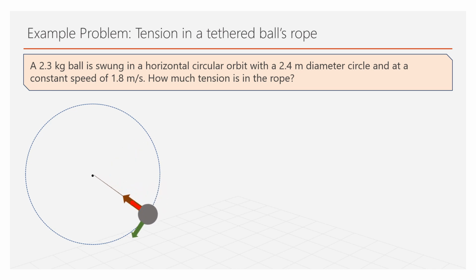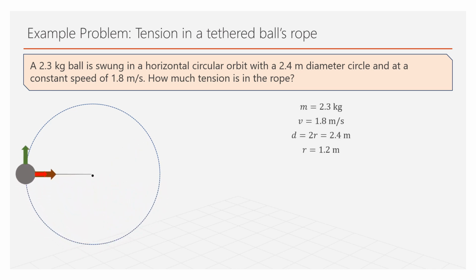To find the tension, we need to find the acceleration and multiply it by the object's mass. We know that the mass is 2.3 kilograms, the speed is 1.8 meters per second, the diameter is 2.4 meters, and so therefore the radius is 1.2 meters.